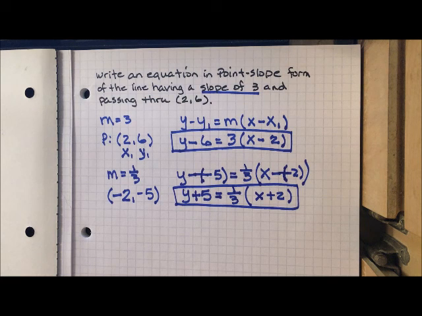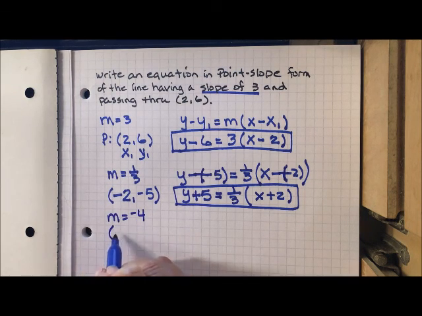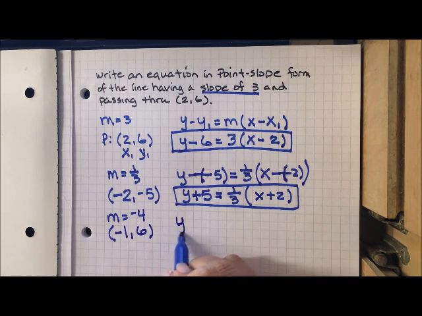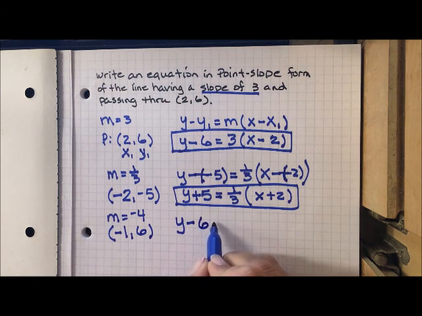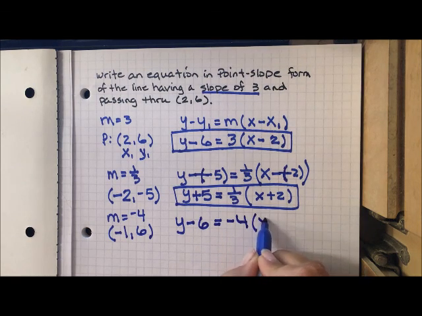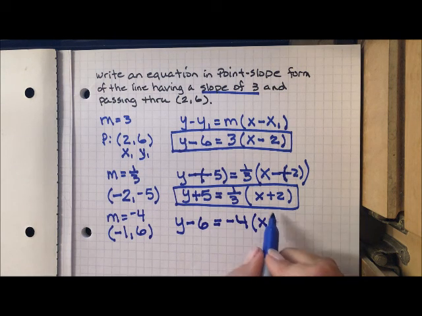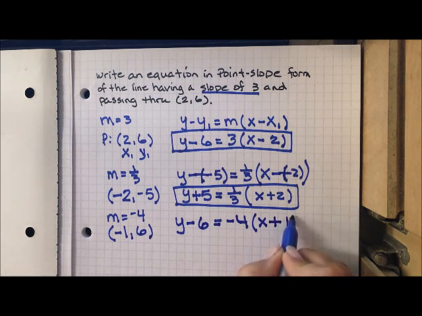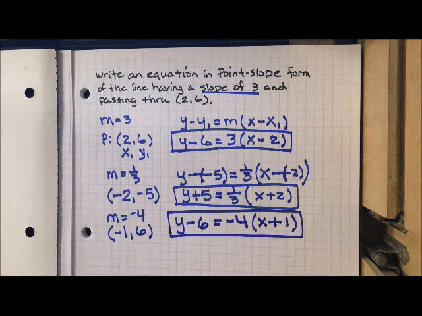So let's go ahead and try doing one where we just plug it in as a positive. Let's say my m is -4 and my point is -1, 6. So we're going to go y minus. Now 6 is positive, so we're just going to leave it like that. My slope is -4. And then x minus a -1 will give me a plus 1. And here again is your equation. And that's it.